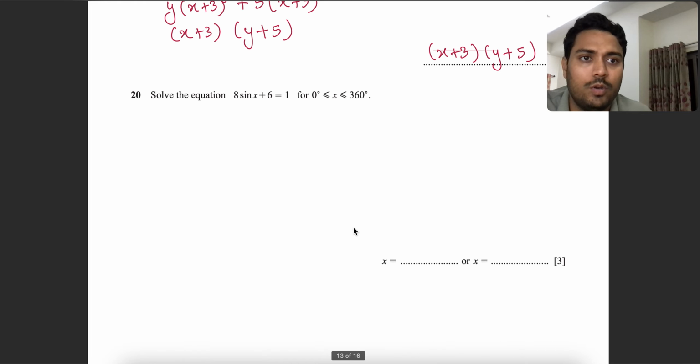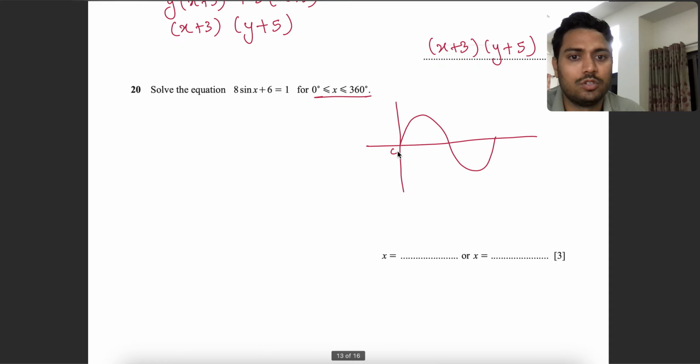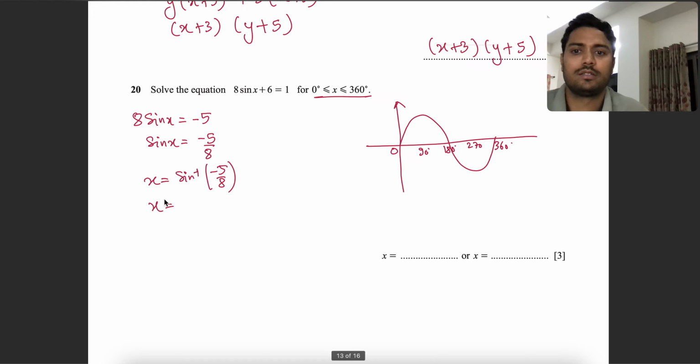Question number 20, it says solve the equation 8 sin x plus 6 equals 1 for 0 to 360 degree. So it is for 0 to 360 degree first of all. So check. It is going to be 0, this is 90, this is 180, 270 and 360 for sin x. So we can write it as 8 sin x equals minus 5. Sin x will be minus 5 by 8. x will be sin inverse minus 5 upon 8. So we are getting x as shift sin inverse minus 5 by 8. And the answer is negative 38.68.